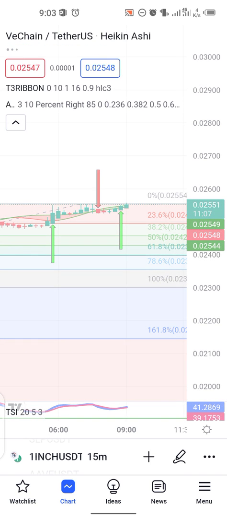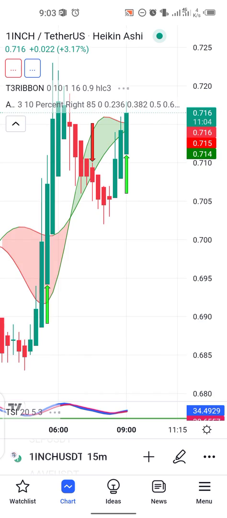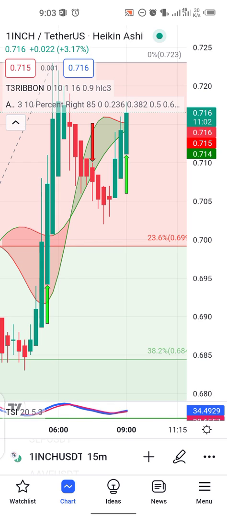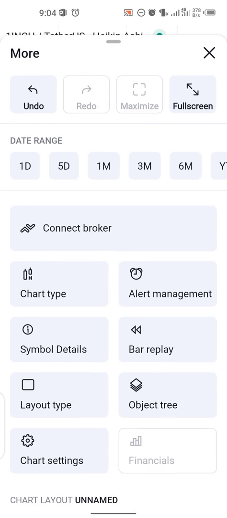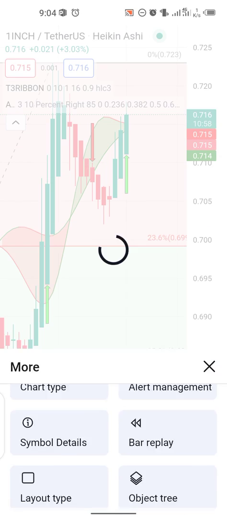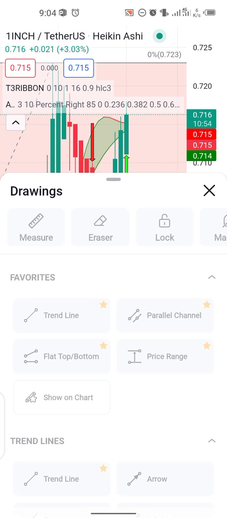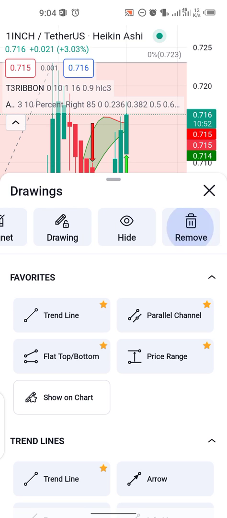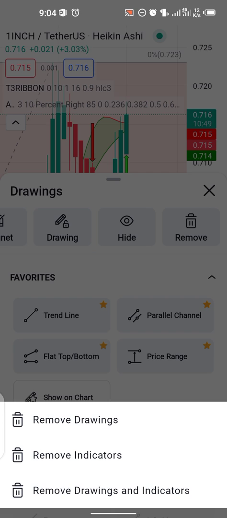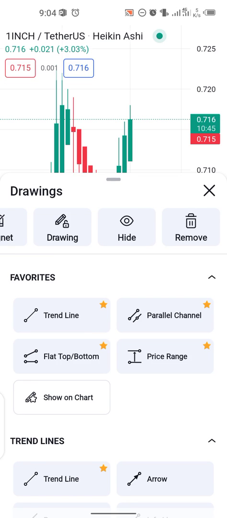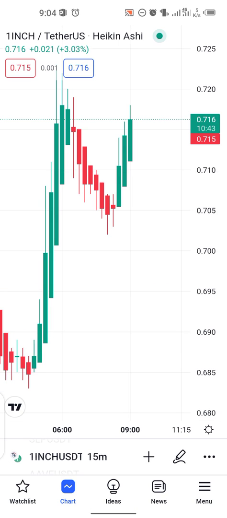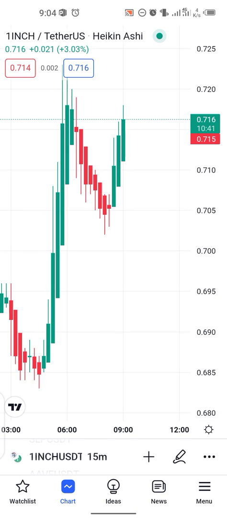So if we look at what we learned yesterday, let me first save my charts. I'll talk about that later. Then let me clear my screen and remove all indicators and drawings, and here is this coin.